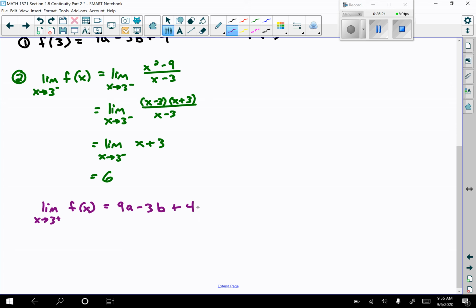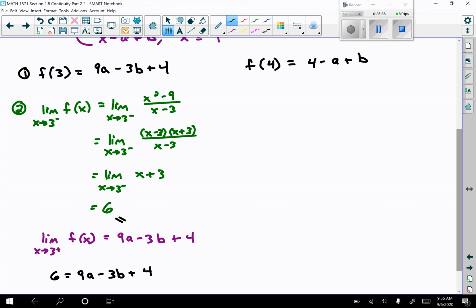So I need the limit to exist, so that means my left-hand limit needs to equal my right-hand limit. So these two need to be equal. So I'm going to say 6 is equal to 9a minus 3b plus 4. Again, this is working because this is my left-hand limit, this is my right-hand limit, which also is equal to f of 3. I'm just setting this up here for right now.